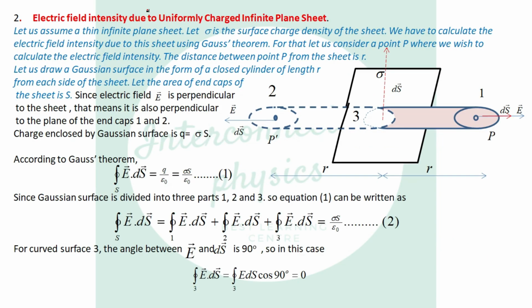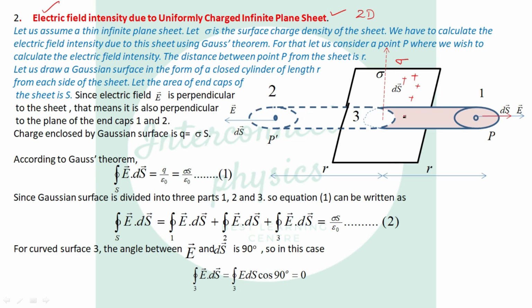Now next, the next application is the electric field due to a uniformly charged infinite plane sheet. So it is the case of two-dimensional symmetry. Let us suppose we have a sheet in which positive charge is uniformly distributed and sigma is its surface charge density. Now we have to calculate the electric field due to this sheet. So let us consider a point P. Now in case of a sheet, the point P can be considered on this side and can be considered on this side.